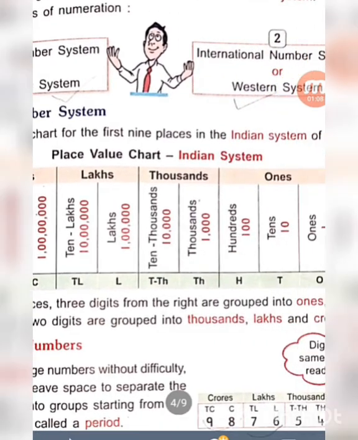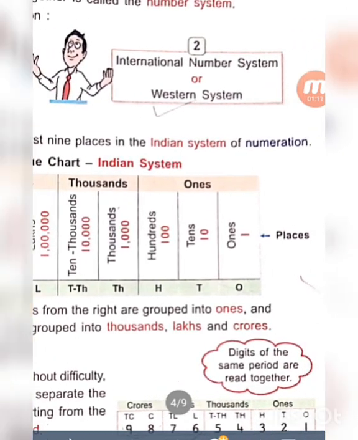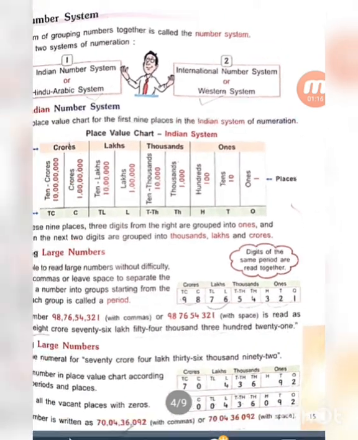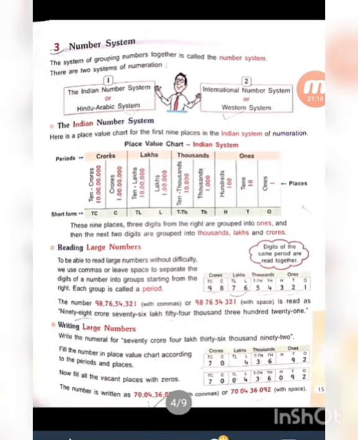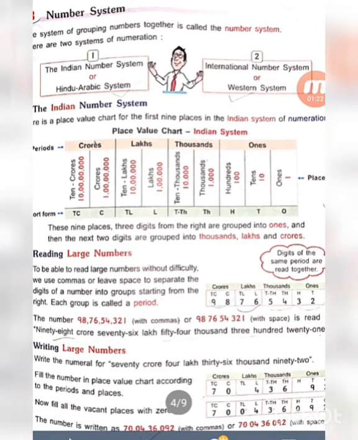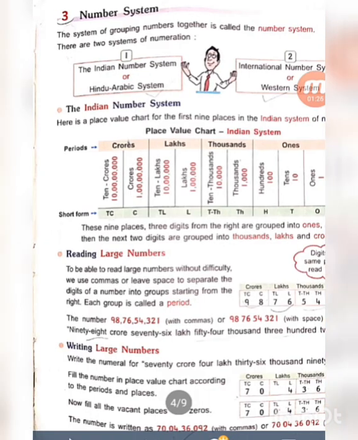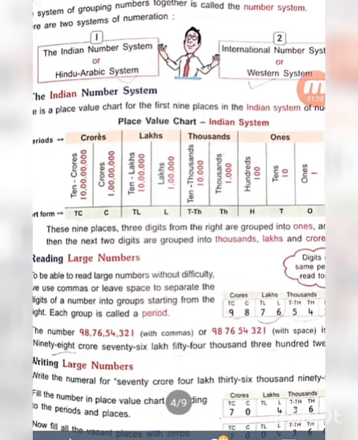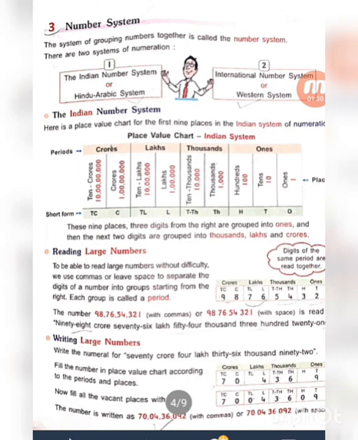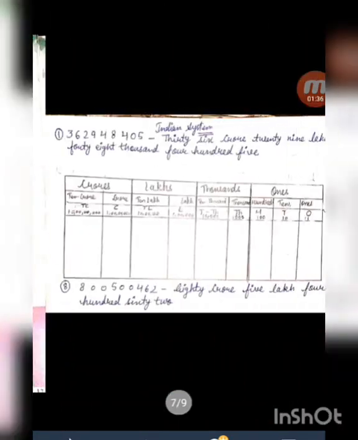On the other hand, we have the international number system, whose other name is the Western system. But today we will study the Indian number system. We are going to discuss the place value chart and how to write numbers in the Indian system. So shall we start? Okay, let's move to another page.